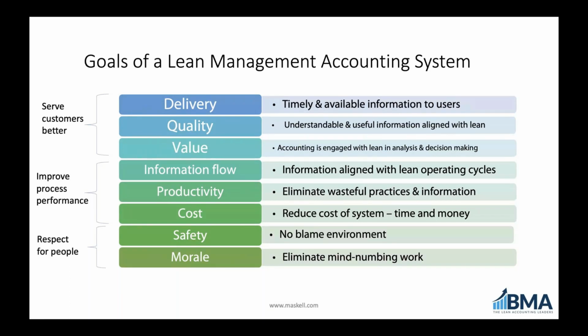In terms of improving process performance of a management accounting system, you want information flow to be aligned with lean operating cycles. You want to eliminate all the wasteful practices and all the wasteful information that exists in your current management accounting system. You want to reduce the cost of the system, mostly in time and money. Okay? And I would say it's more time than money. How much time is spent on all the wasteful practices?